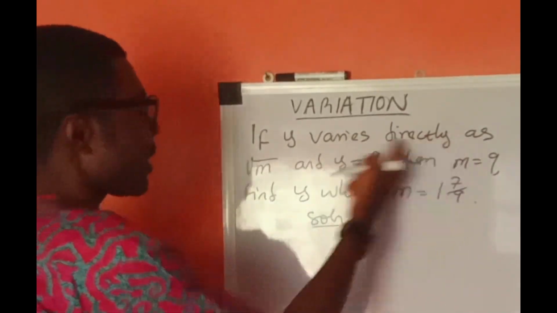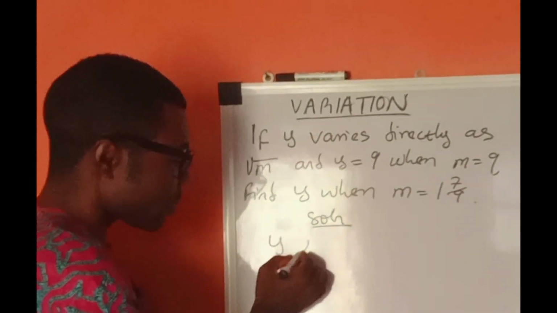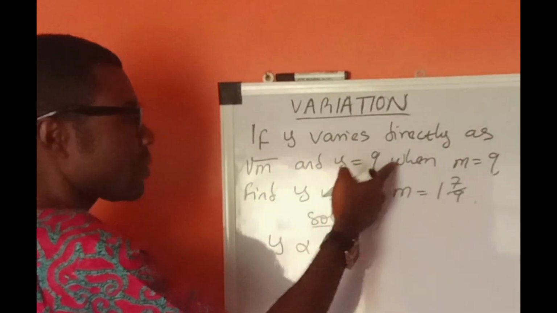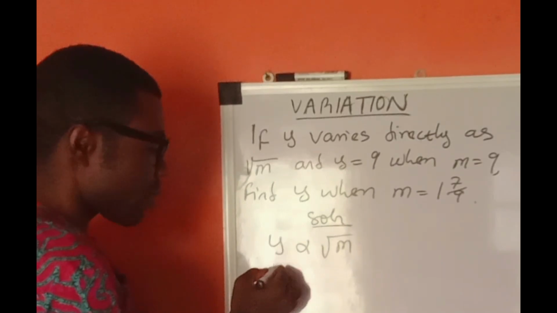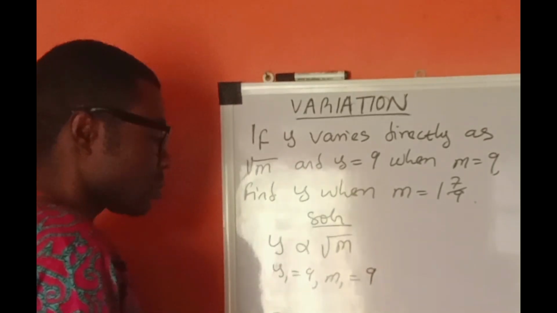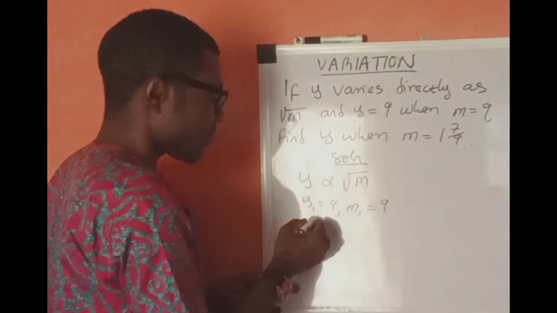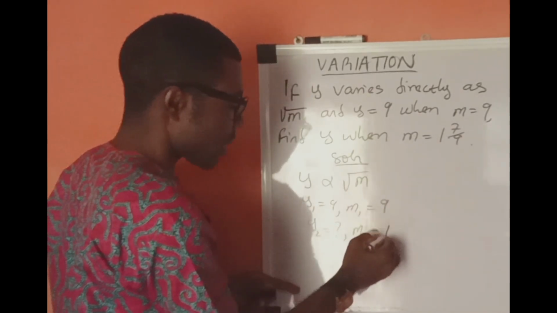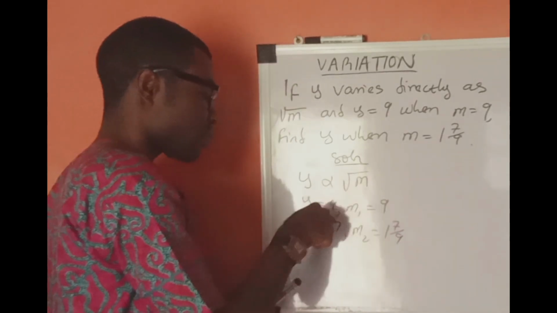If y varies directly as square root of m, not just m, so we are going to say y is proportional to root m. Okay, and y is 9 when m is 9. That means, I always like to represent it, y1 is 9, m1 is 9. Okay, then find y when m is 1 whole number 7 over 9. So find y2 when m2 is 1 whole number 7 over 9. So when y is this, m is this. What will be y when m is this?